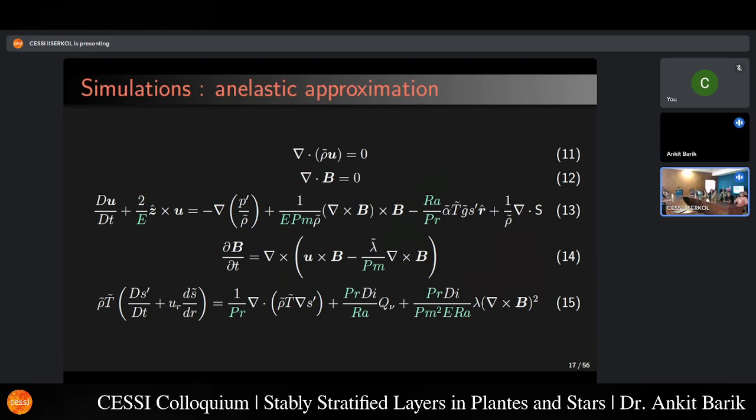What is the last term? What is S? Right? Oh, that's a stress tensor. That's where this is the curl. Yes.